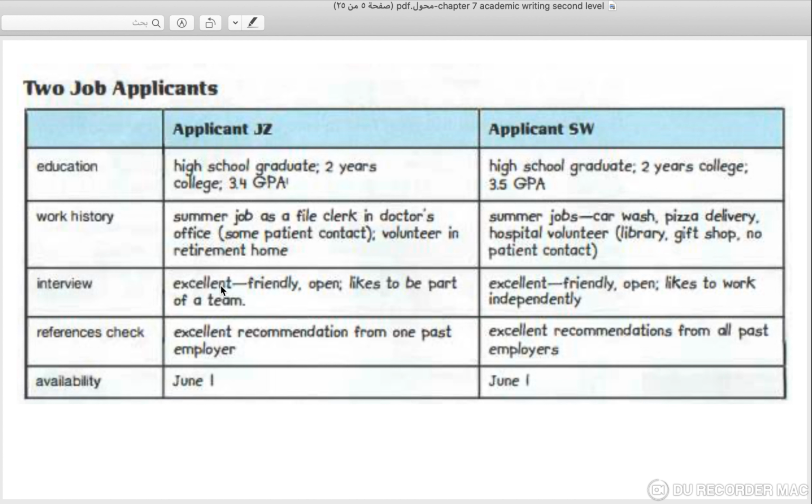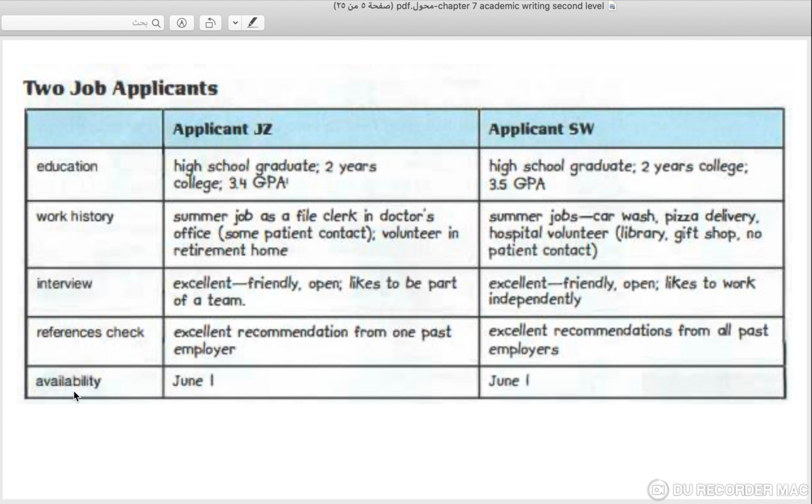Interview: excellent, friendly, open, likes to be part of a team. هنا اعتمادا على الانترفيو هاي اللي حددتهم. Excellent, friendly, open, likes to work independently. Reference checks يعني هاي التوصيات السابقة. Excellent recommendation from one past employer يعني هذا رئيس عمل واحد أخذ منه توصية. Excellent recommendations from all past employers، هاي كل الرؤساء السابقين لهذا الموظف عطوا توصيات.